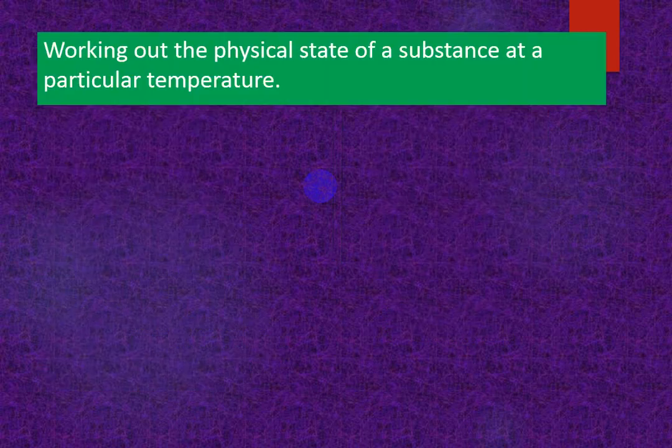Today I'll discuss how to work out the physical state of a substance at a particular temperature. You know there are three physical states of a substance: solid, liquid, or gas. We'll find out what the state of a substance will be at a particular temperature.